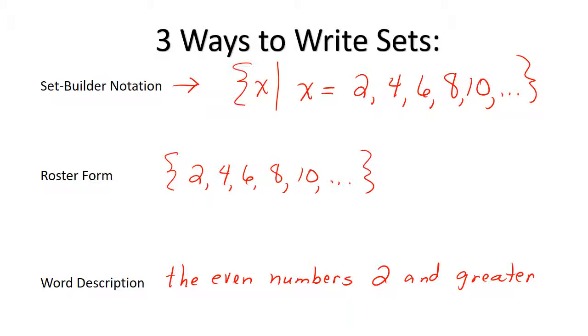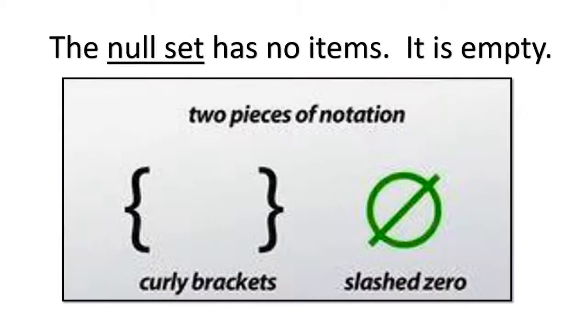So set builder notation uses both brackets and the X, which is read as "X such that," and it will give you what the set includes. The roster form takes away the X's and the such that symbol and simply writes each element in brackets. The word description is exactly that. It's just the word phrase that describes the set you've written.